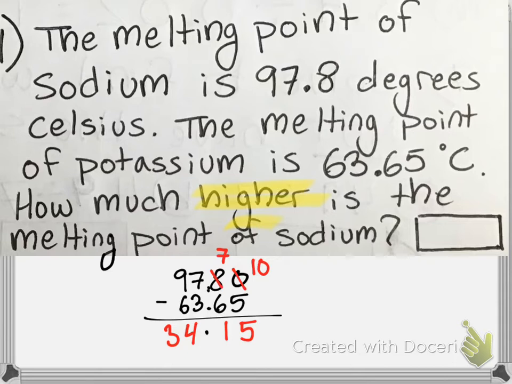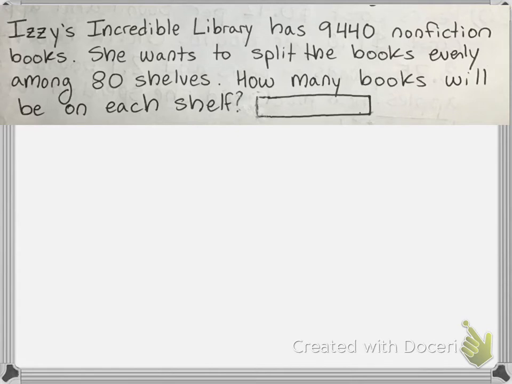So perfect. As we see, the melting point of sodium is 34 and 15/100 degrees Celsius higher. The word higher is talking about a difference. If you're higher in height than your brother, then you're trying to find the difference in your height. Let's look at this one.